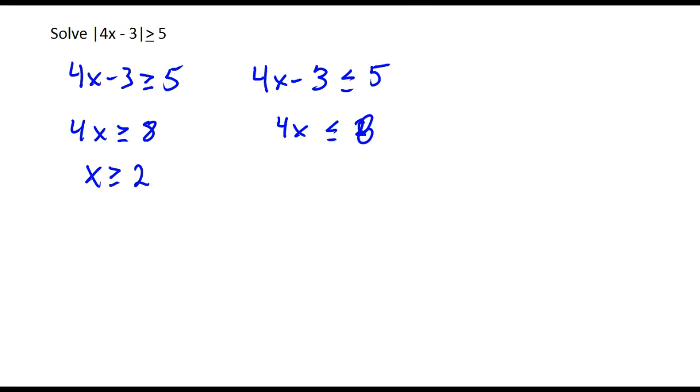Whoop, sorry, messed up, didn't I? I said negative case, I didn't write negative 5. There we go. Okay, so negative 5 plus 3 is negative 2. So x is less than or equal to negative 1/2.